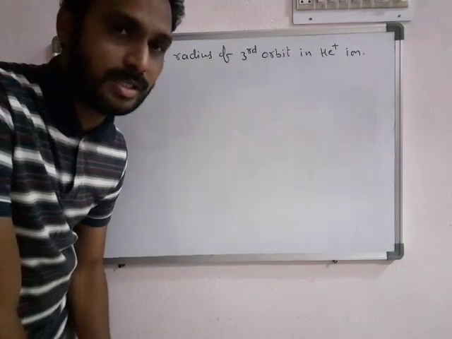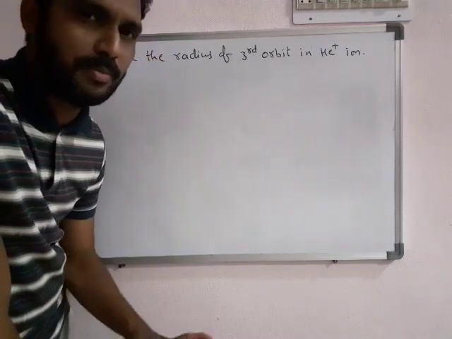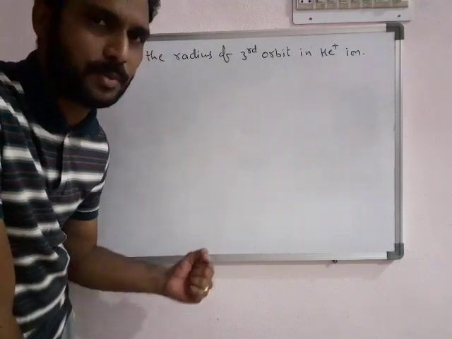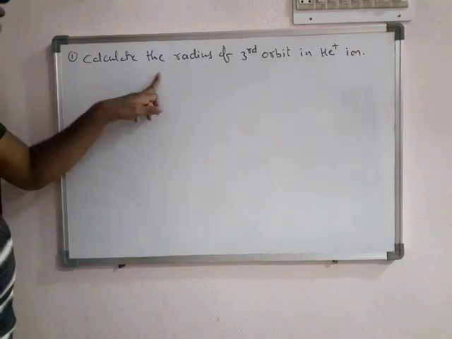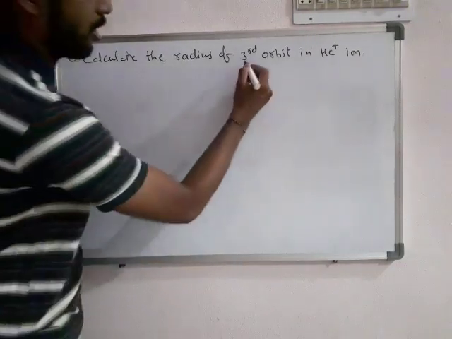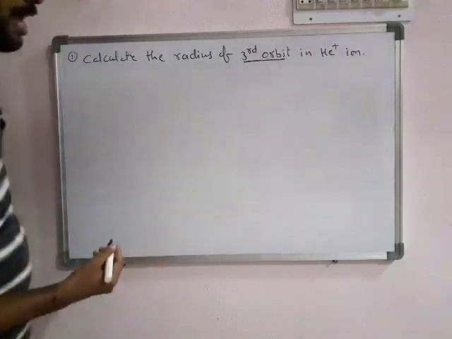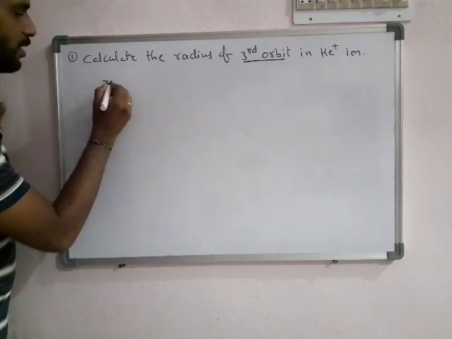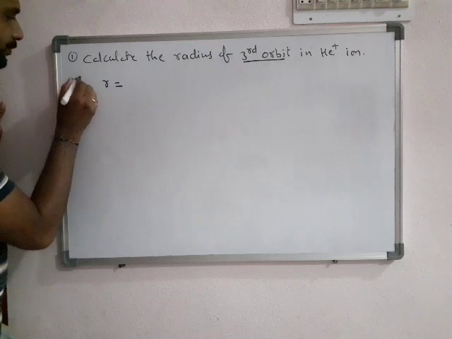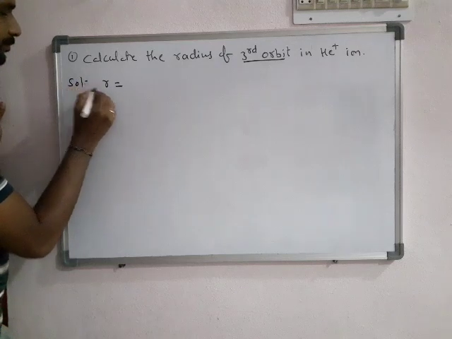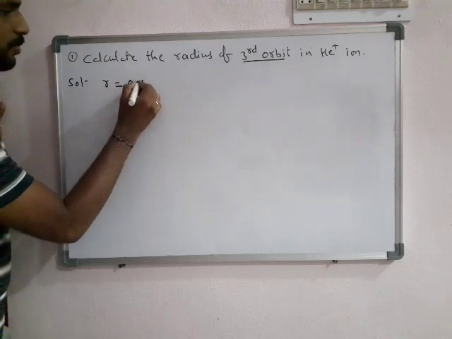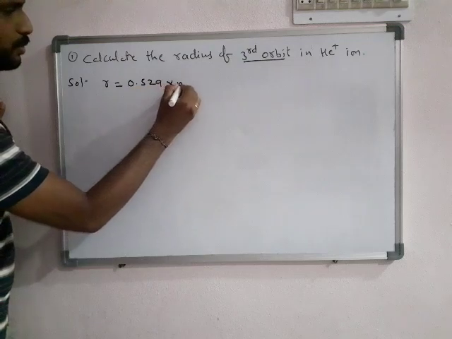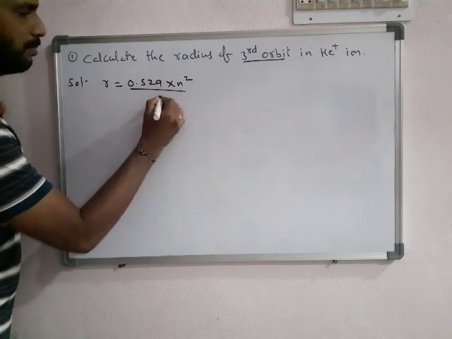Okay, now we see some problems based on Bohr's theory. Let's first see the problem. Calculate the radius of third orbit in helium plus ion. According to Bohr's theory, we know the radius formula. What is the radius formula? Radius equals 0.529 into n square by z.